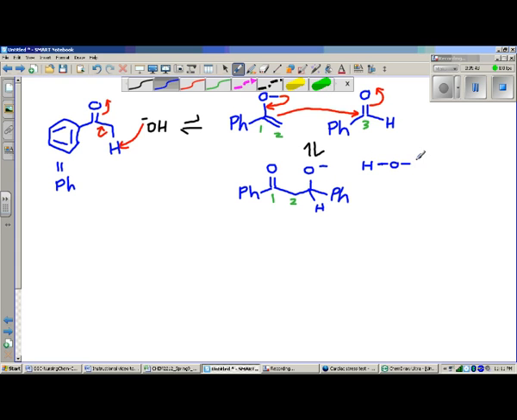Here is our water that we just generated. The O minus goes and grabs it. So I'm hoping you guys can see all I'm doing right now is showing the mechanism for the aldol reaction.